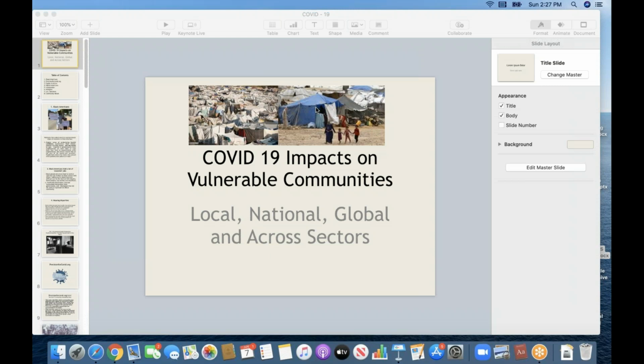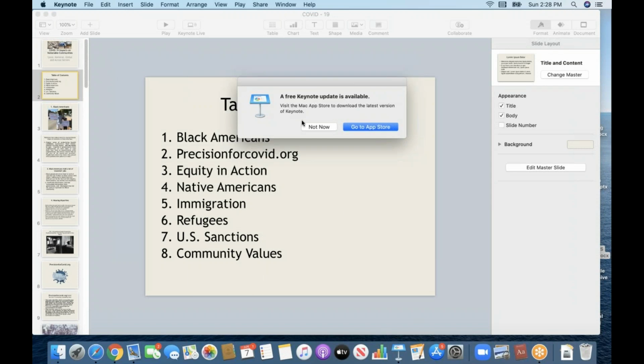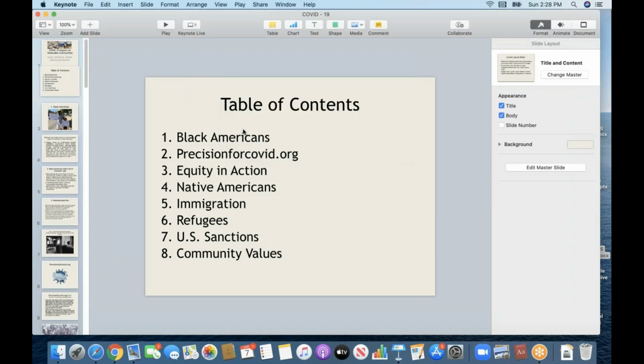COVID-19 impacts on vulnerable communities. I just picked and chose a few areas, but I'm beginning with, let me see, wait a minute. There we go, table of contents. I start with talking about Black Americans, people of color in general. Precision for COVID is a website. Thank you for all of those wonderful websites that you had, Alberto. I'll be looking those up, and I want access to your PowerPoint later.